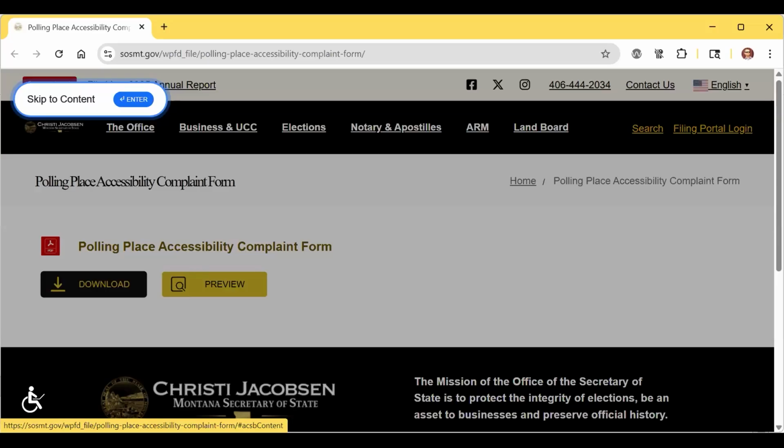And so, AP, I know I had shared with you a link to a PDF that I found on the Montana site, which interestingly enough was a really great service for the disabled community in the state of Montana, where if an individual had a challenge with the accessibility of a polling location, there was a form that could be filled out to notify the Secretary of State's office of that issue. Heading level 2 link polling place accessibility complaint form.